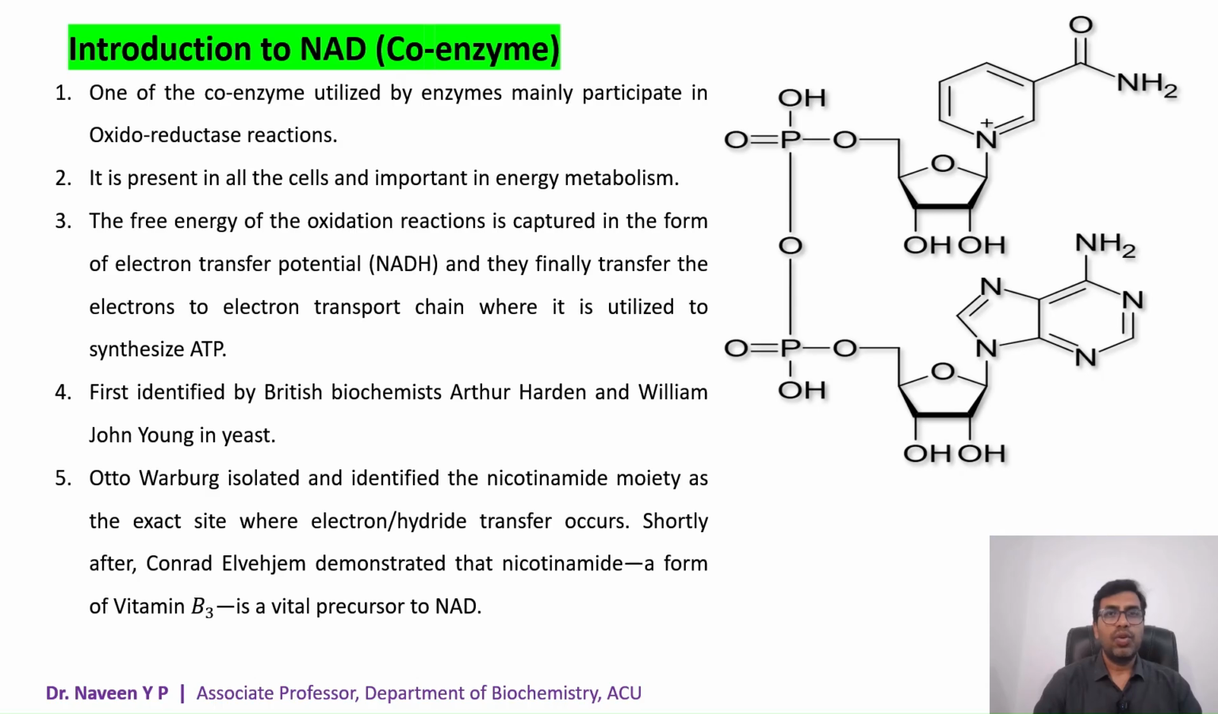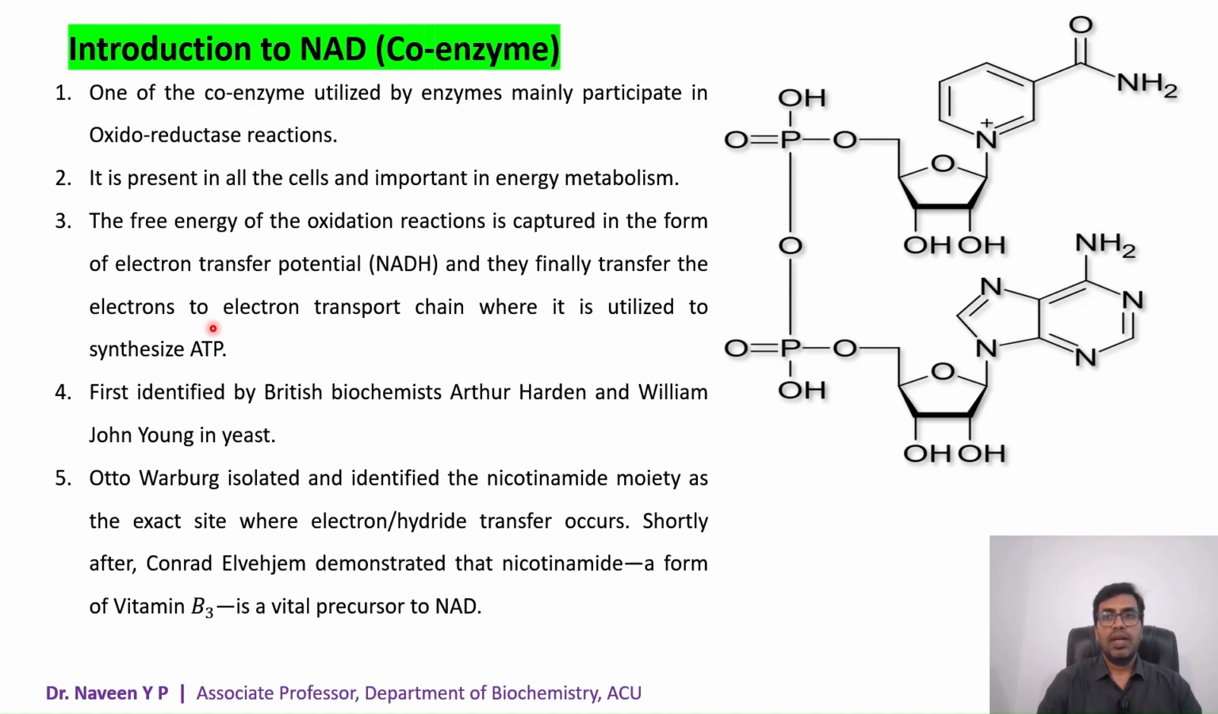NAD is a coenzyme utilized by enzymes that mainly participate in oxidoreductase reactions. It is present in all the cells because metabolism happens in all the cells, and it is important in energy metabolism. This molecule is mainly important for energy metabolism because the free energy of oxidation reactions is captured in the form of electron transport potential in NADH, and they finally transfer the electrons to the electron transport chain, where it is utilized to synthesize ATP.